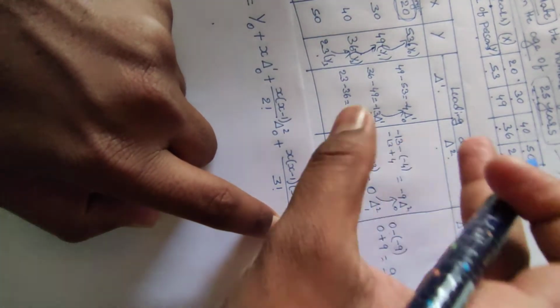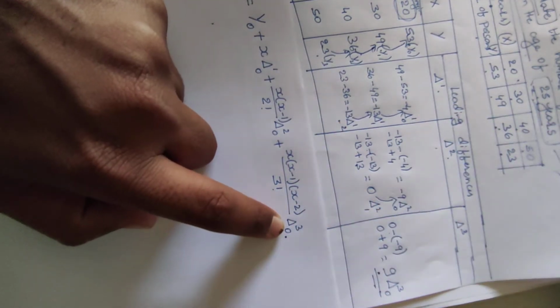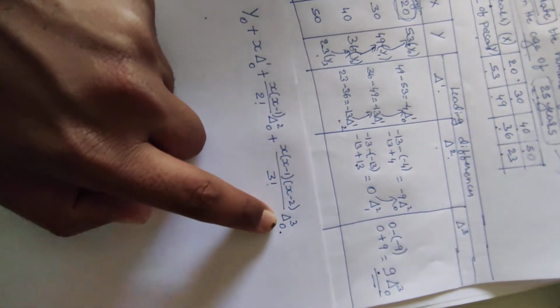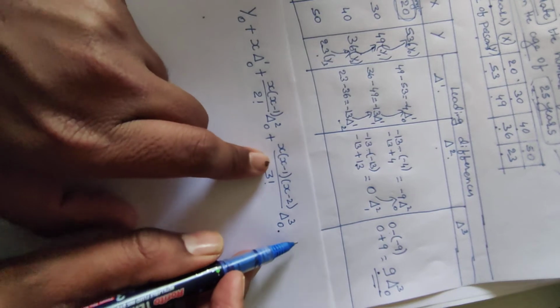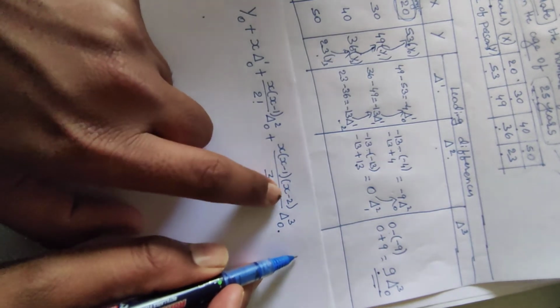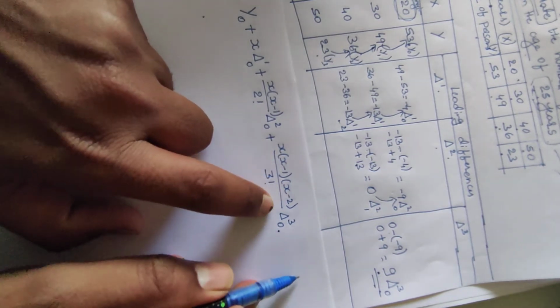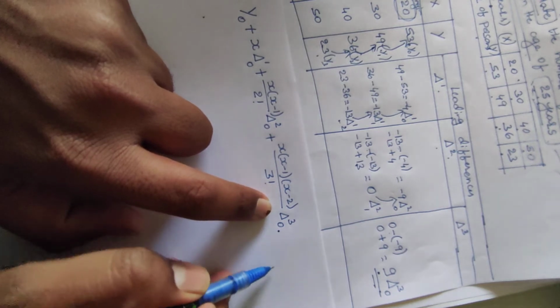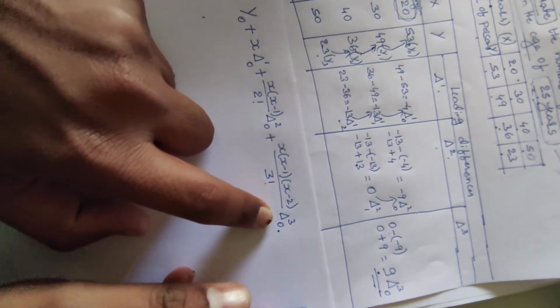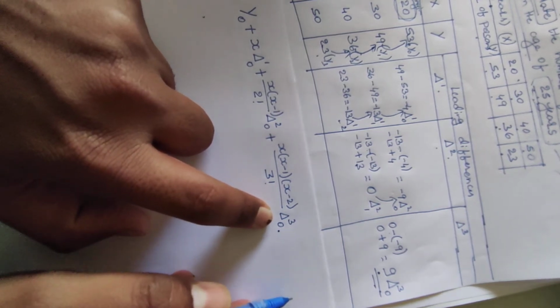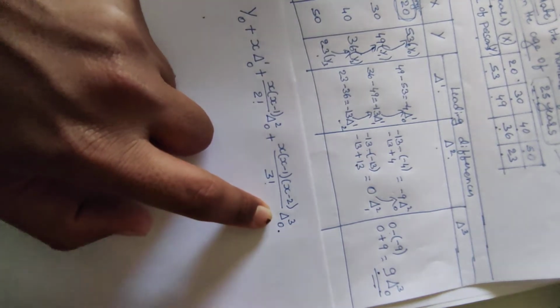If you have a table with 4 differences, we should expand the formula again, plus x minus 1, x minus 2, x minus 3 divided by 4 factorial delta power of 4 0. So it will also be expanding.